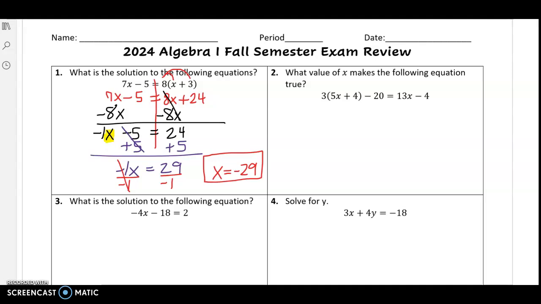All right, let's look at number 2, solved similarly. I'm going to explain the steps as I solve them. As always, we start off with distribution and multiplying. Most things remained the same. The only thing that changed is that we took the 3 and multiplied it to the 5x plus 4, and we got 15x plus 12.